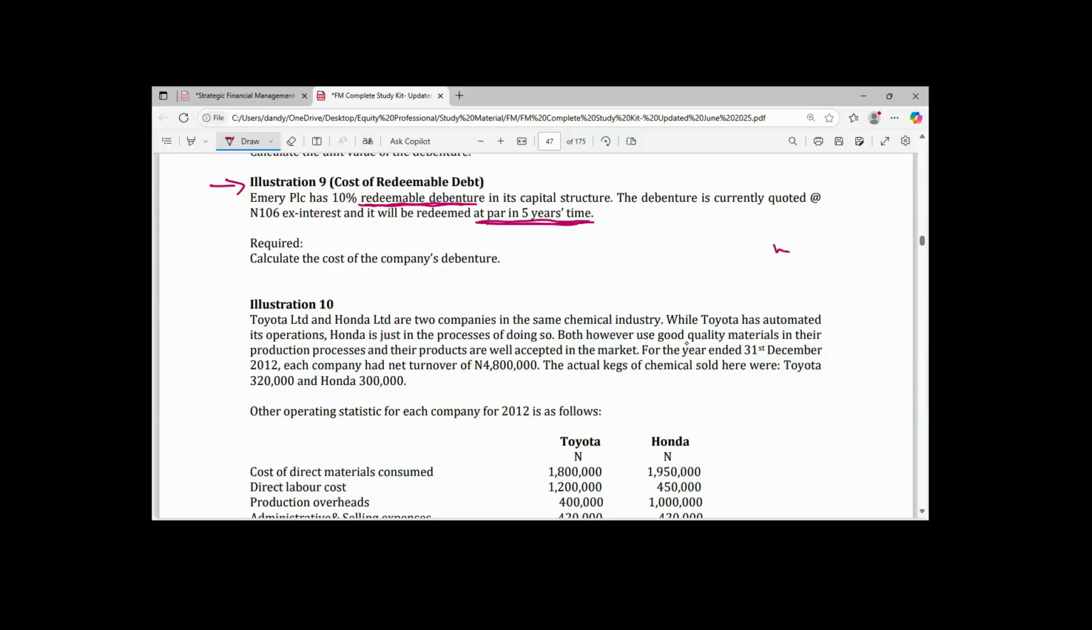The good thing about this is the examiner also told us in this question that the debenture is currently quoted at 106 naira ex-interest. That means the interest expense has been paid, so there is no need for you to make any adjustment. The 106 naira already excludes interest. So if that is the case, let's solve this particular question. I will stop sharing and move to the working notes.